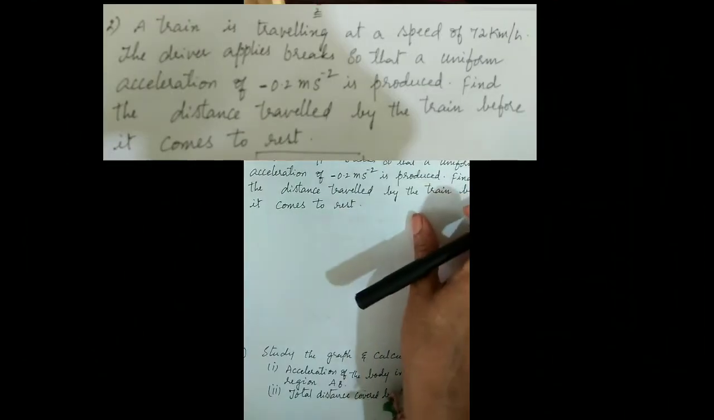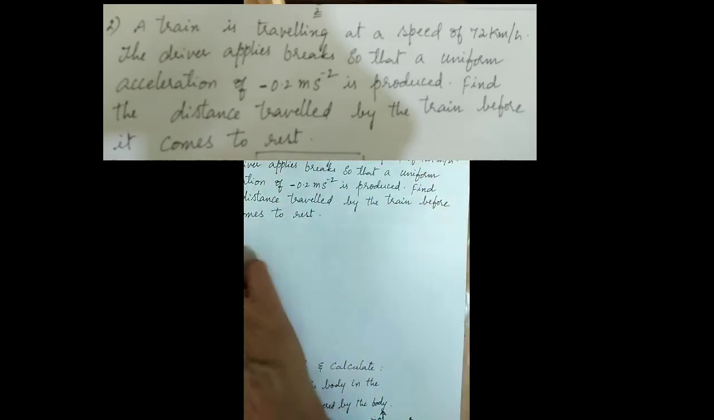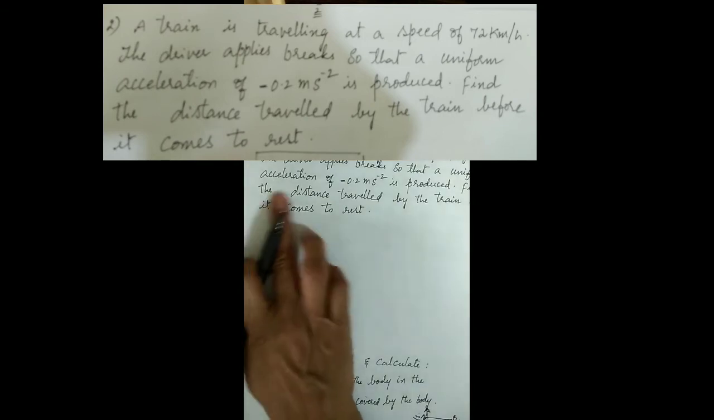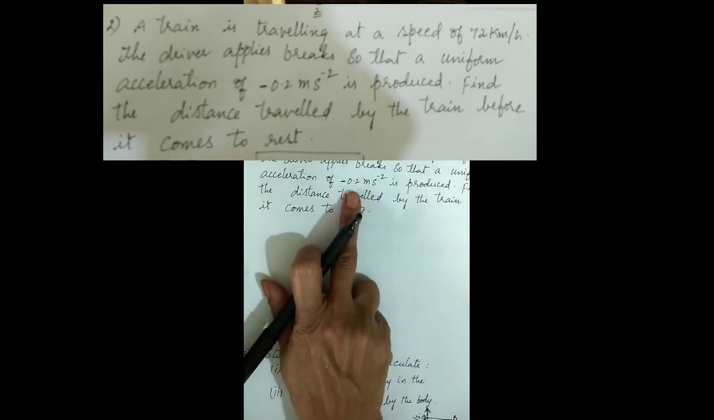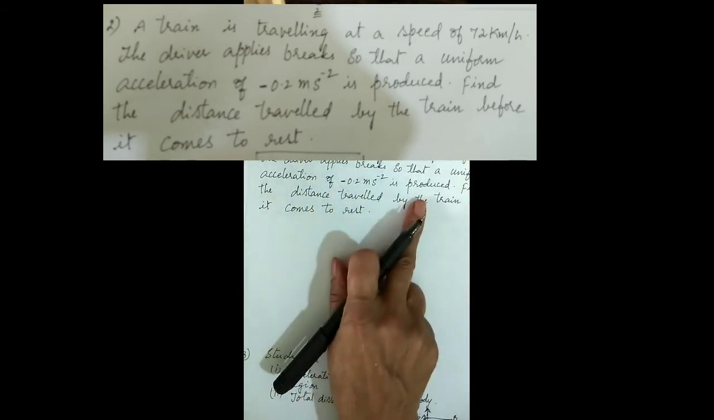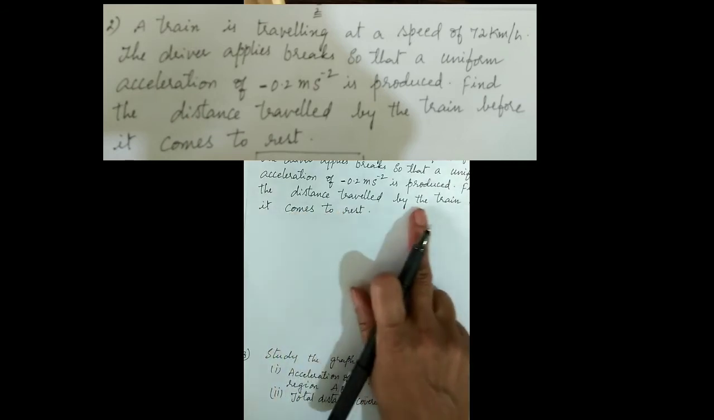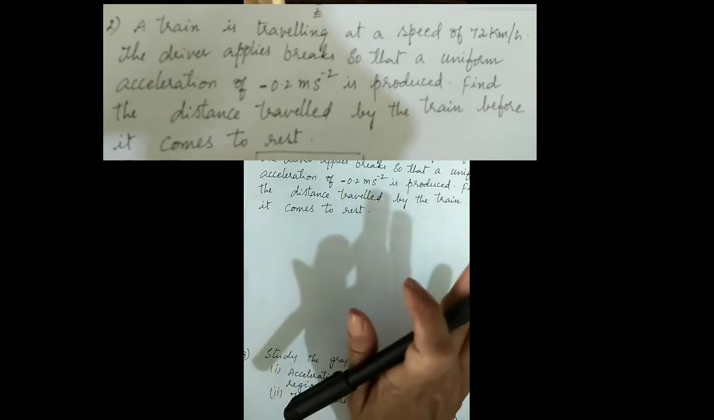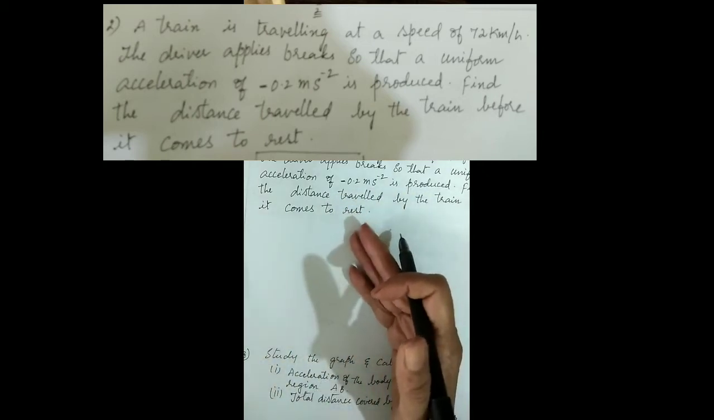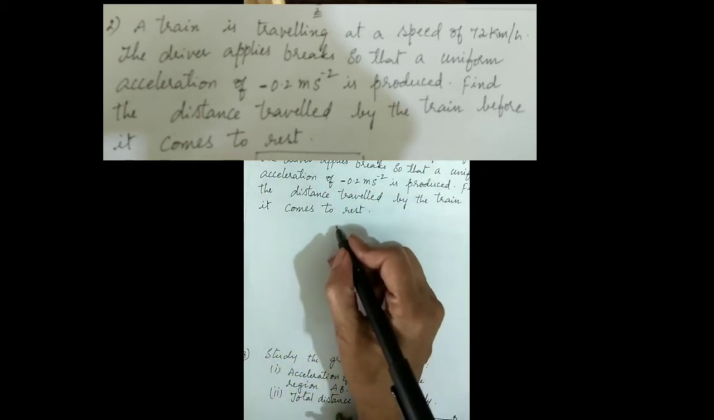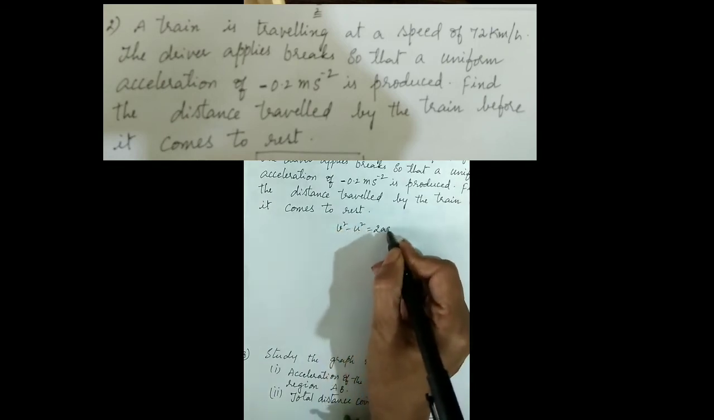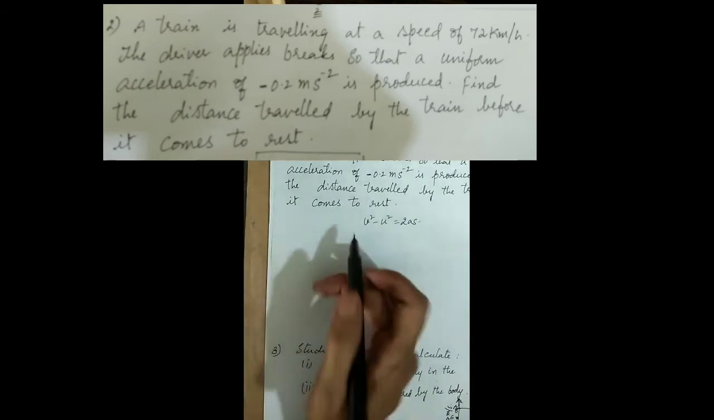Traveling at a speed of 72 kilometers per hour, the driver applies brakes so that a uniform acceleration of minus 0.2 meters per second square is produced. Find the distance travelled by the train before it comes to rest. So v and acceleration are given, so directly you can use the third equation, that is v square minus u square is equal to 2as.